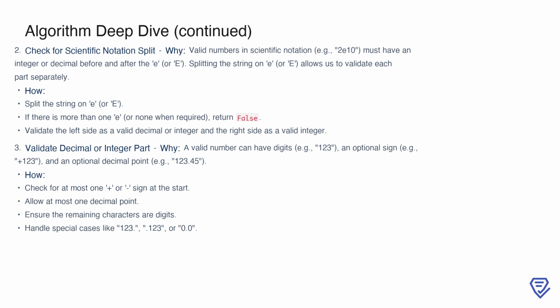Once spaces are removed, we focus on handling scientific notation, which uses e or E to separate the base and the exponent. A valid scientific notation must have a number, either integer or decimal, before the E and an integer after it.